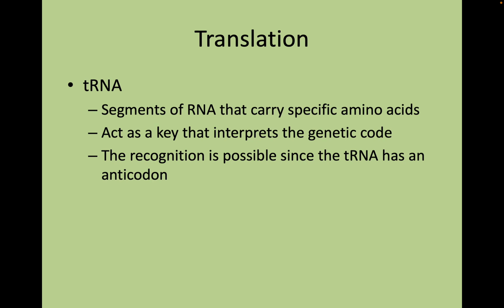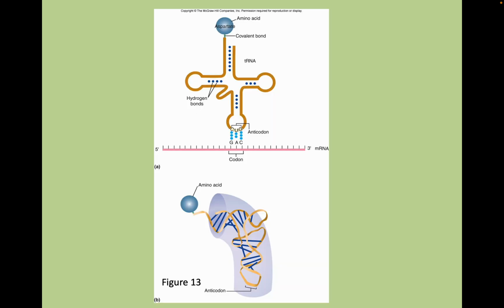tRNA are segments of RNA that carry specific amino acids, and they act as a key that interprets the genetic code. The recognition is possible since the tRNA has an anticodon. So it's complementary to the mRNA. Let's look at an example.